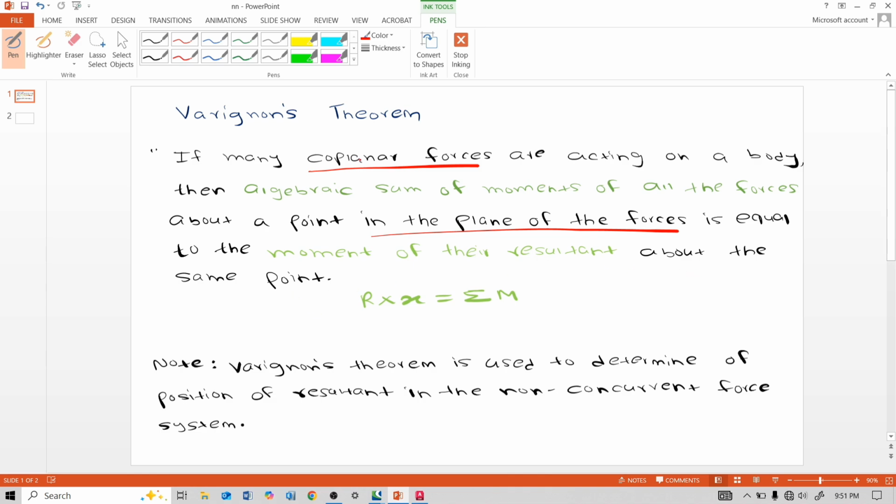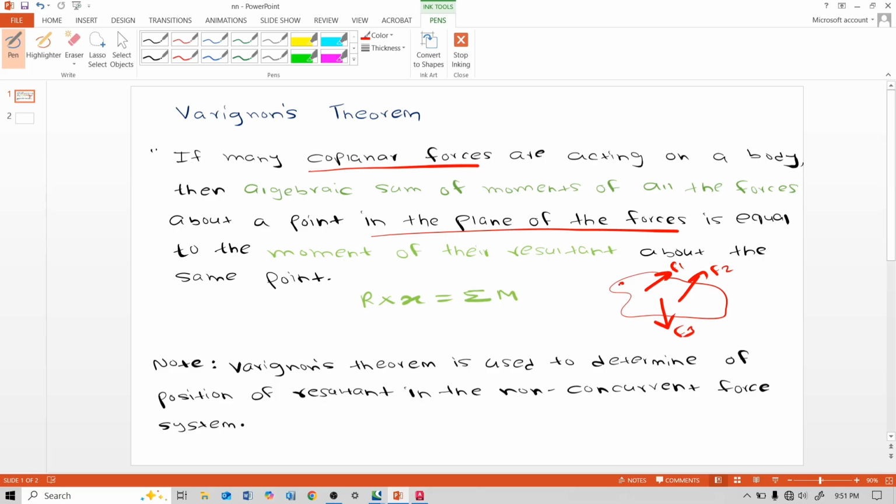So first of all, understand coplanar forces. That means the forces are in one plane. Consider this as one plane, this is one force, this is another force, and this is another force, all acting on a body. These three forces are in one plane and are acting on a body. Then the algebraic sum of the moments of these forces F1, F2, F3.